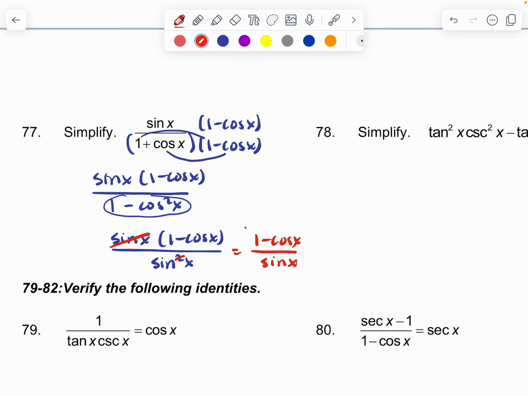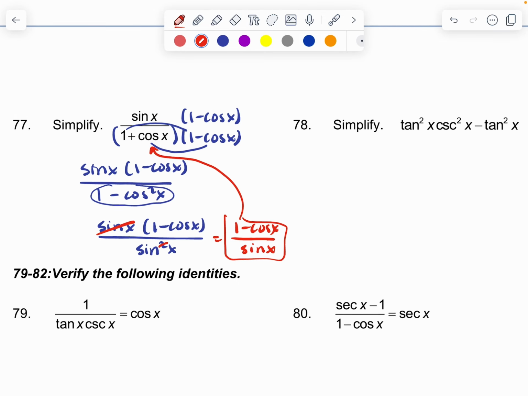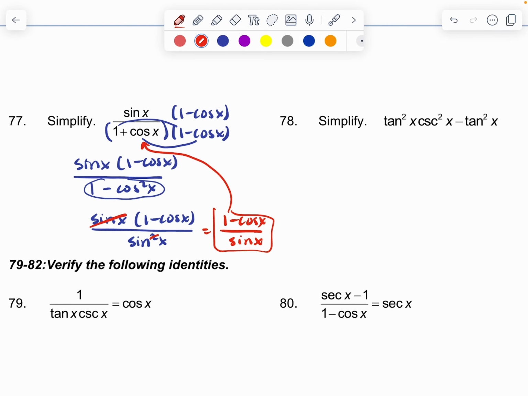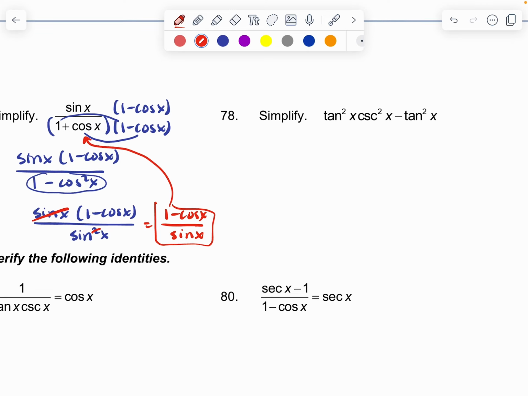Now look, you might be looking at this going, that didn't even really change, okay? That's why we kind of skipped those when I taught it, but just wanted you to see it just in case you were wondering. Okay, let's look at 78.